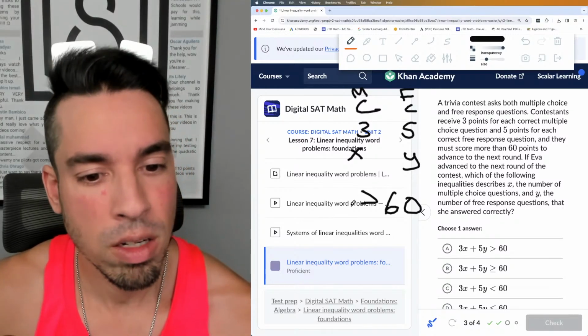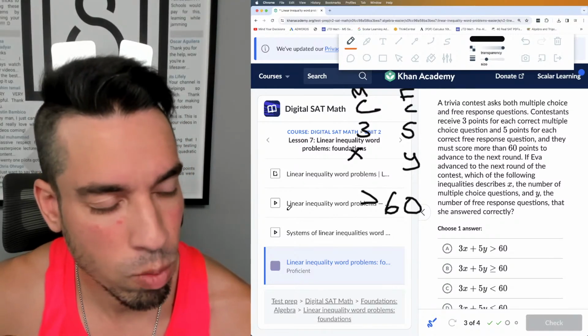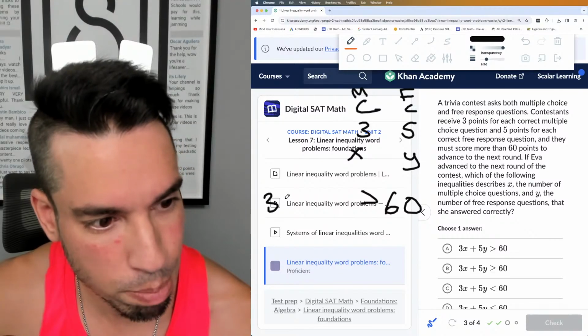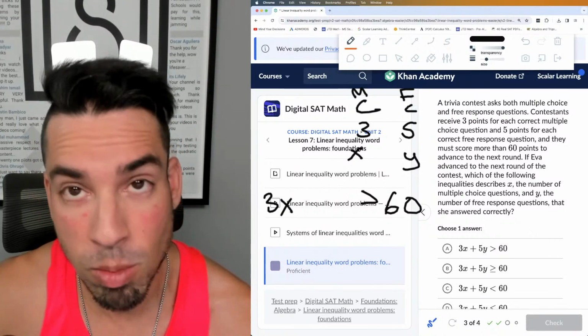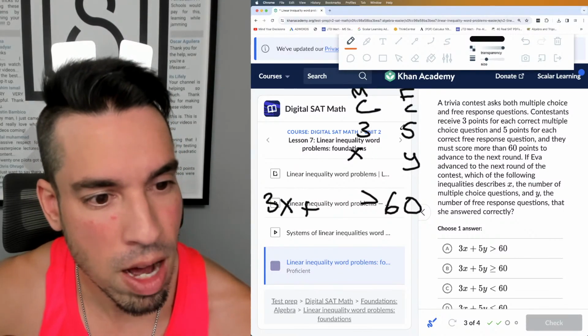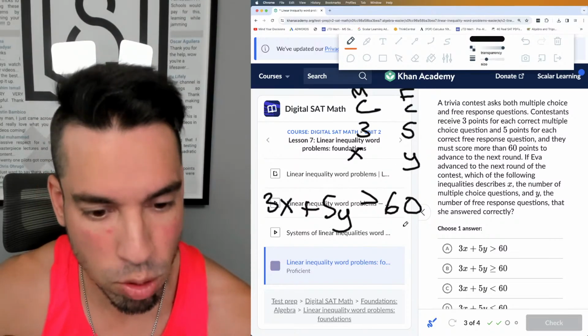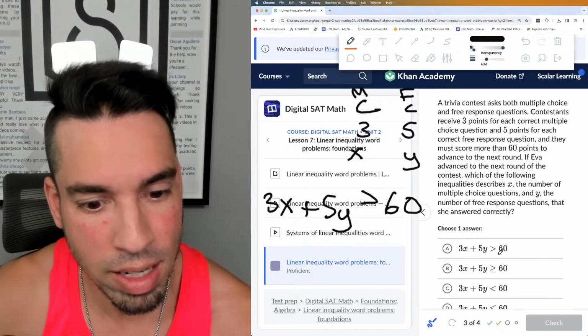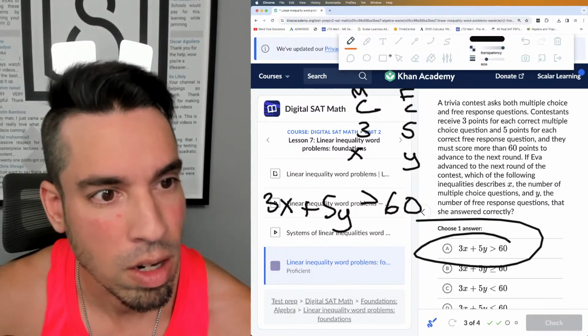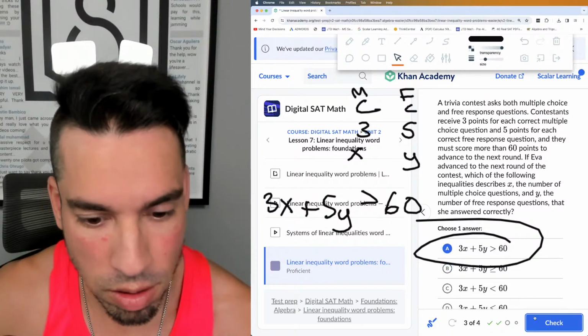So we need the number of points to be greater than this. Well, what are my points for multiple choice? 3 per one that I get right, and that's the number that I get right, plus 5 per free response. So 5 points times y. So we got 3x plus 5y is greater than 60, which means A is my winner. That's how we do it.